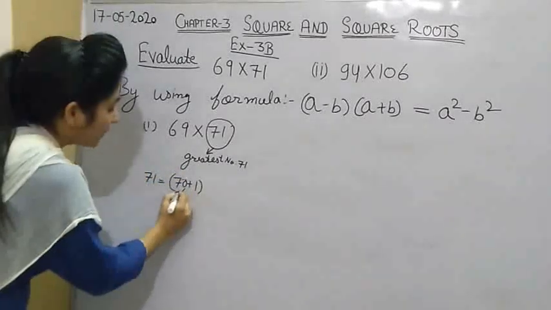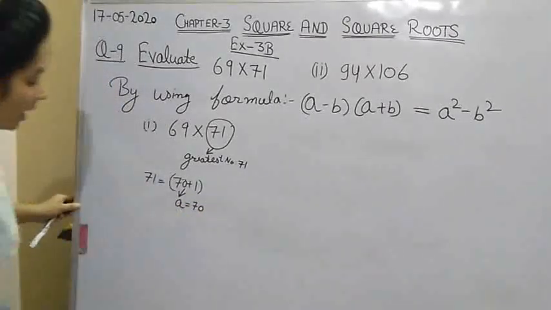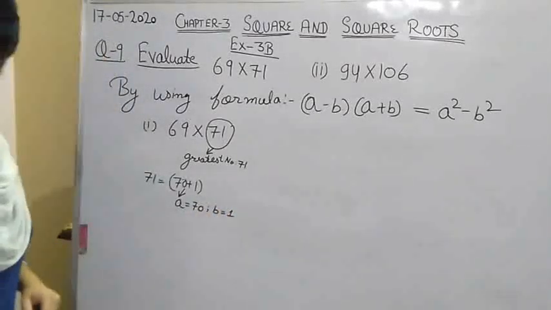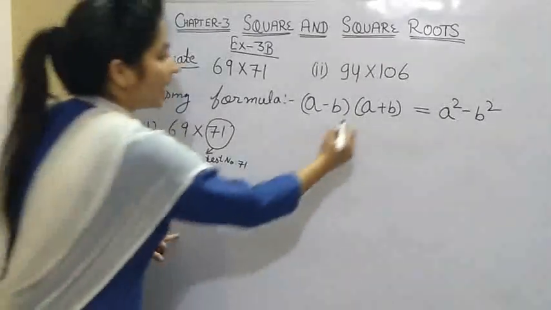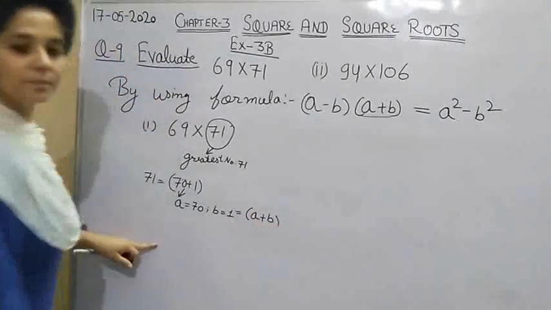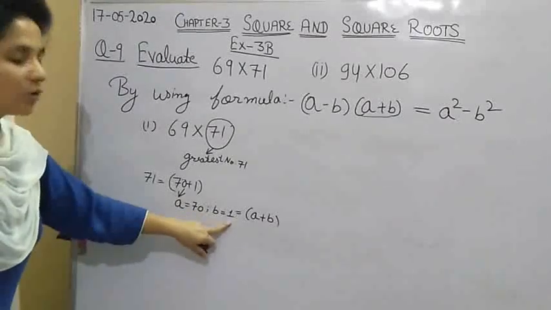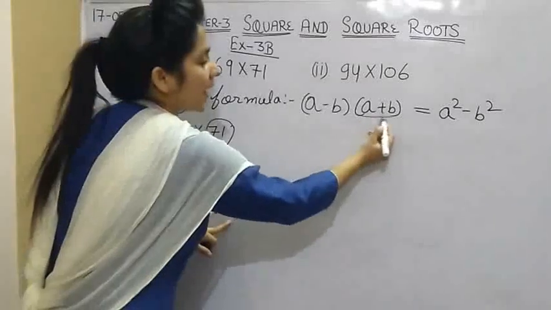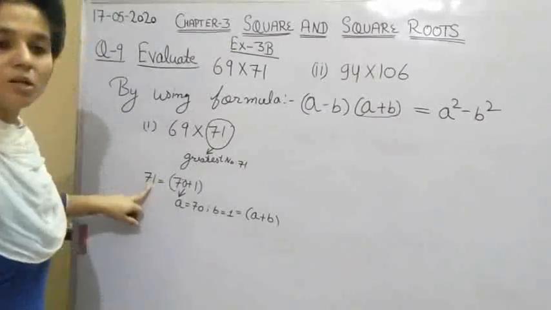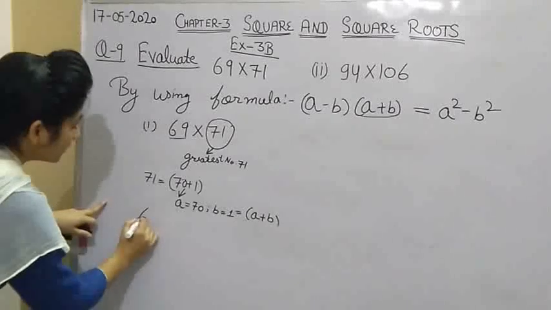So the value of a from there is 70 and the value of b is equal to 1. Now you know the value of a is 70 and the value of b is 1, and the formation is a plus b, 70 plus 1, that is equal to 71. Same as like 69.